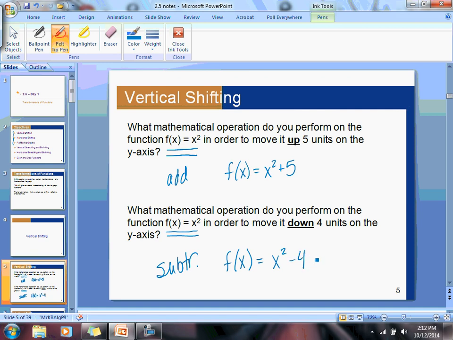So basically that's changing your y-intercept. So a vertical shift is either going to move your whole graph up or down, however many units you're adding or subtracting on at the end.